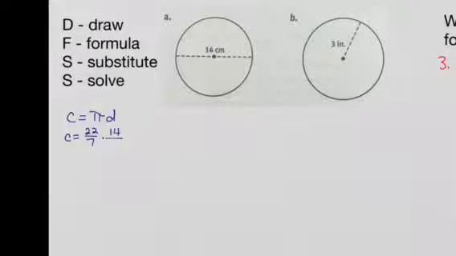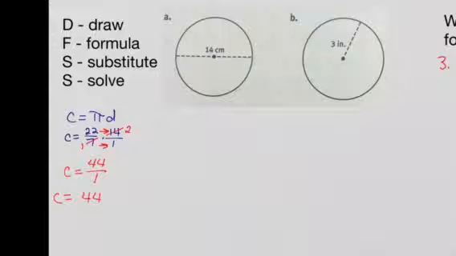And remember, if I want to make any whole number a fraction, I simply put it over 1. Now what I do is I go ahead and cross simplify. So 7 will go into 7 one time. 7 will go into 14 two times. So now I am going to go ahead and multiply straight across, and I get 22 times 2 is 44. 1 times 1 is 1. Therefore, the circumference equals 44. Now let's go ahead and do it using the decimal form of pi.